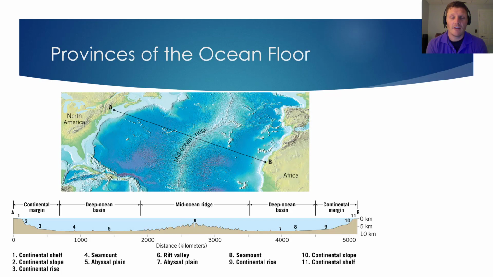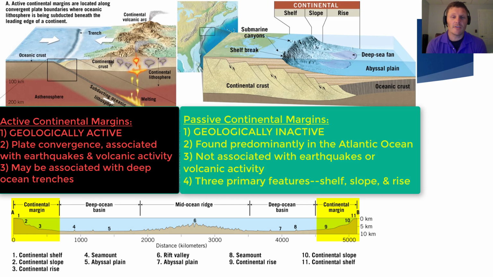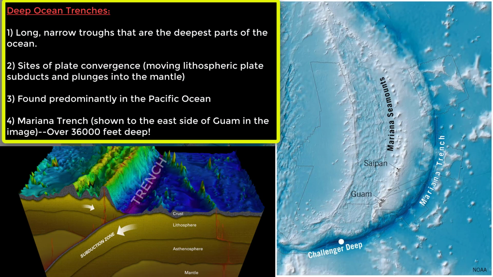In our previous podcast, I overviewed two types of continental margins, namely active continental margins and passive continental margins. I'd like to discuss a feature associated with active continental margins in a little bit more detail, namely deep ocean trenches. Deep ocean trenches are long, narrow troughs that are the deepest parts of oceans. These are sites of plate convergence, and they are found predominantly in the Pacific Ocean. When we talk about plate convergence, we are talking about a moving lithospheric plate that is subducting and plunging into the mantle. This subducting plate can trigger volcanism and earthquakes in the surrounding area.